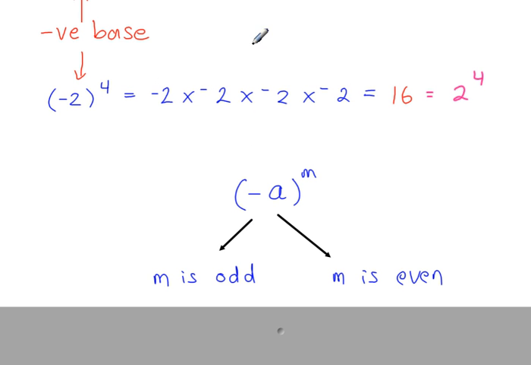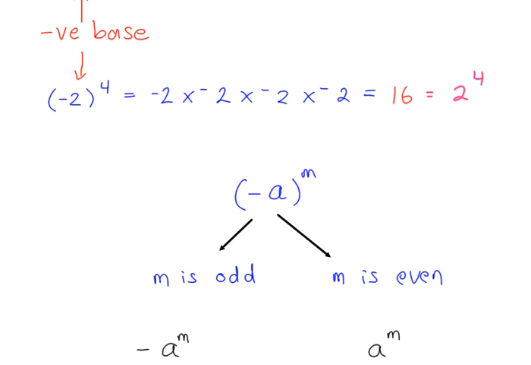So we can generalize this into a little rule here. A negative base, and m is the power, an integer power. So m could be odd or even, and depending on what it is, we'll get one of these. So if m is odd, we can write this without the brackets, and if m is even, we can write it without the brackets and the minus.